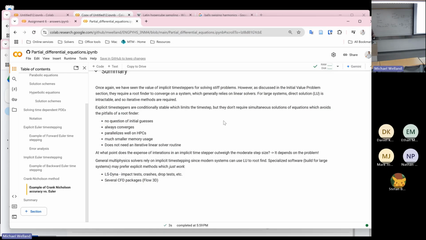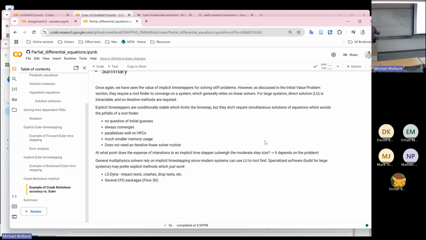Other benefits is that it avoids the pitfalls of a root finder. So there's no question of initial guesses, right? You don't even have to worry about that because it just calculates the next time step. It always converges and it parallelizes well because you're just looking at the previous time step. So you solve a part and you solve a part and you solve a part, right? As opposed to the root finder where you all solve a part, but everybody has to constantly be talking to each other because every part depends on every other part. So explicit methods parallelize very well, much smaller memory usage, and they don't need an iterative linear solver, right?